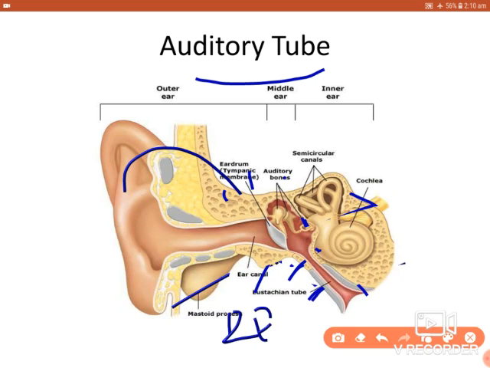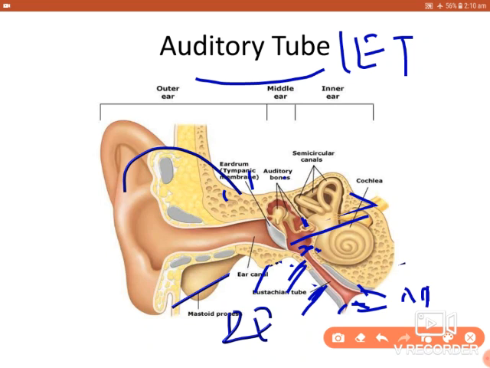So this auditory tube or eustachian tube or the pharyngotympanic tube is an osseo-cartilaginous channel which connects the anterior wall of the tympanic cavity or middle ear with the lateral wall of the nasopharynx. So here the auditory tube communicates the middle ear with the nasopharynx.